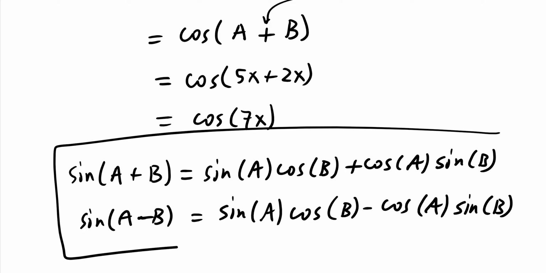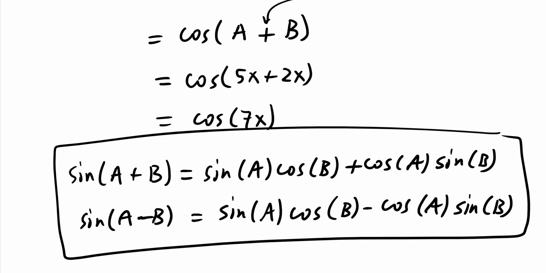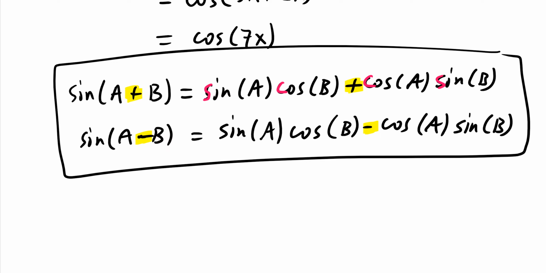Notice, I'm going to box both of them at the same time. Notice the middle sign, they must match in the case of sine. And then you can memorize it as SC, CS, from the first letters. So SC, CS. These are the forms for the sine, the sum and the difference.